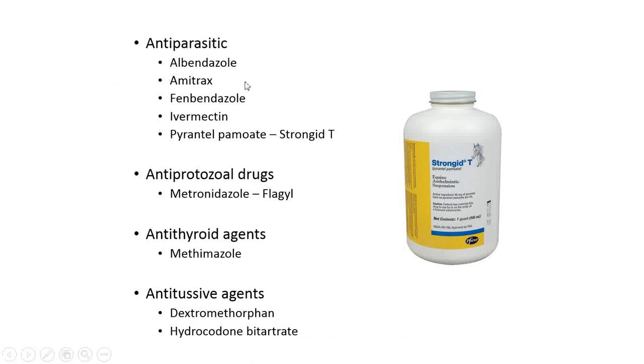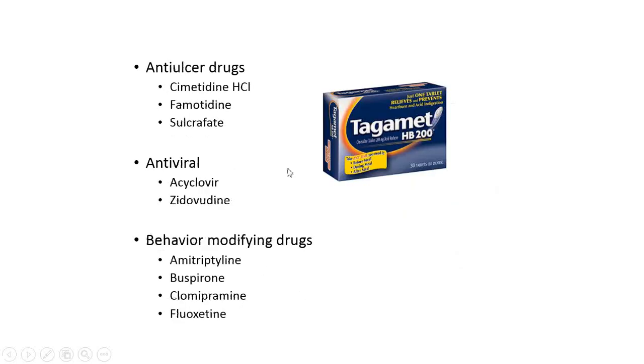Antiparasitic agents are drugs used to treat worms, parasites, things like that in dogs. Pyrantel pamoate, Strongid T, is a very common drug used in horses and cats as well. Flagyl is used a lot to treat things from giardia to just nonspecific gastroenteritis. It primarily affects the anaerobic bacteria of the gut. Antithyroid agents: methimazole is used to treat hyperthyroidism in cats. Antitussive agents are drugs used to decrease cough. Then there are H2 blockers like cimetidine, these type of drugs.